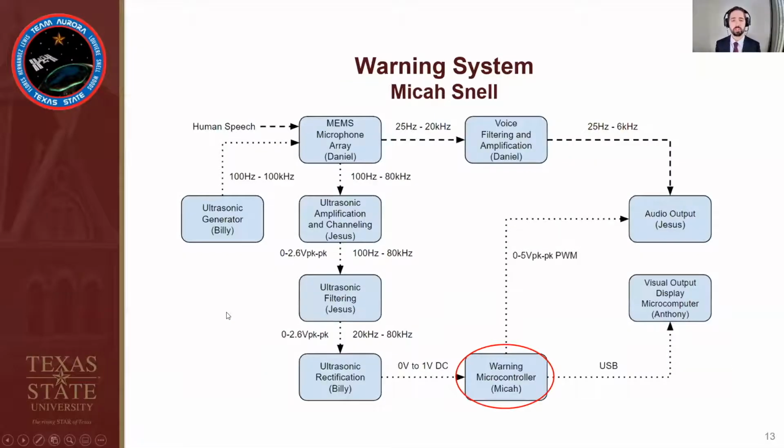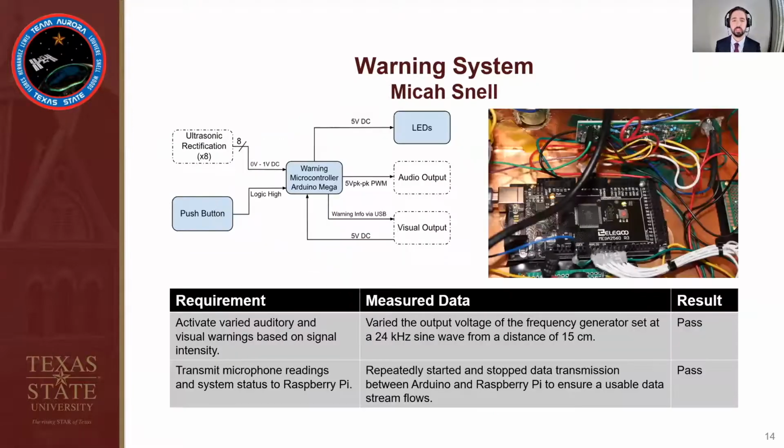We are now at the warning subsystem. My subsystem receives input from the ultrasonic rectifiers and determines if an ultrasonic signal is present. When a source is detected, my subsystem outputs an auditory warning by sending a PWM signal with a frequency of 1 kHz to the audio output subsystem, and a visual warning by lighting an LED indicator. Both warnings scale based on the intensity of the signal. The auditory warning increases from 1 tone per second to 4, similar to a Geiger counter, and different colored LEDs are activated.